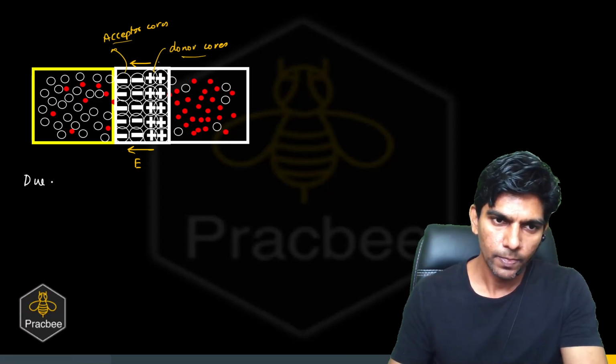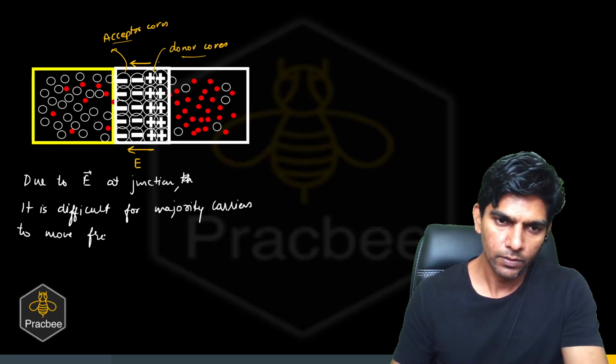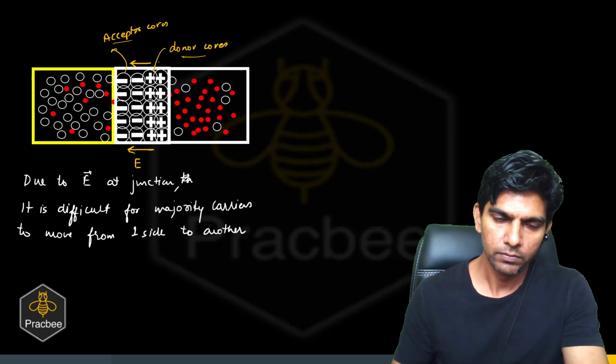So due to the electric field at the junction, it is difficult for majority carriers to move from one side to another. Okay.